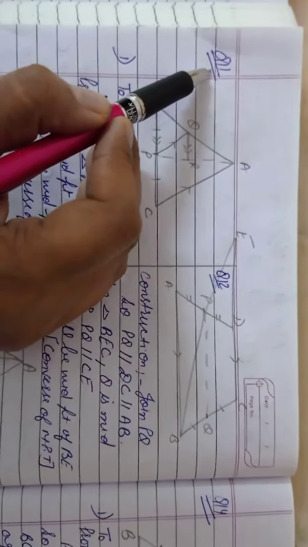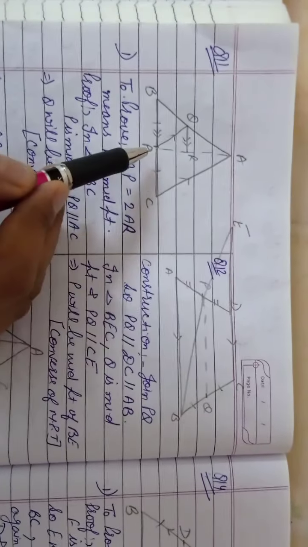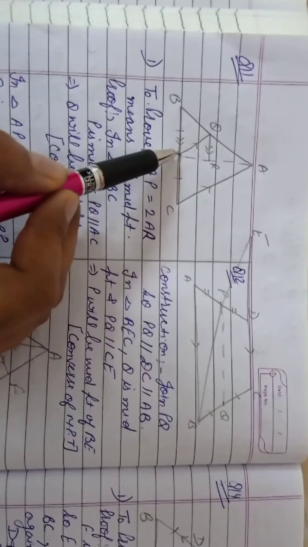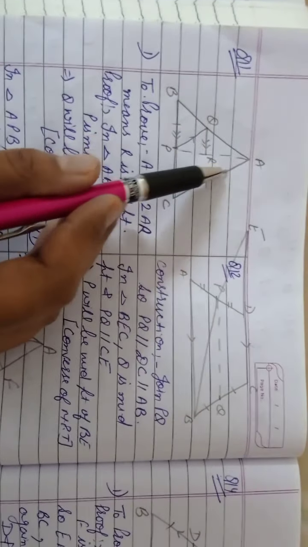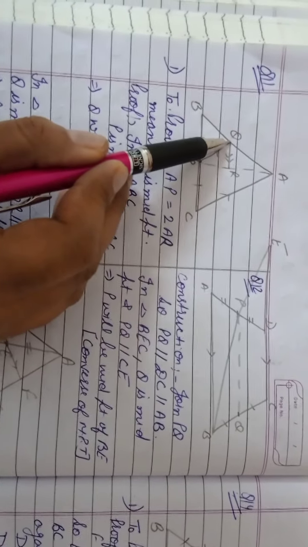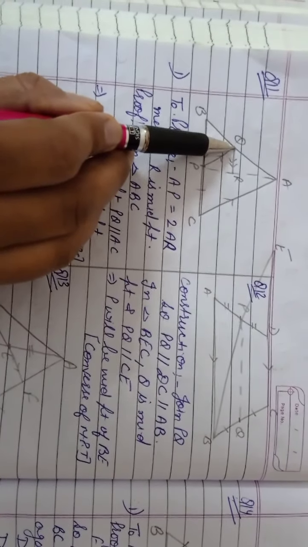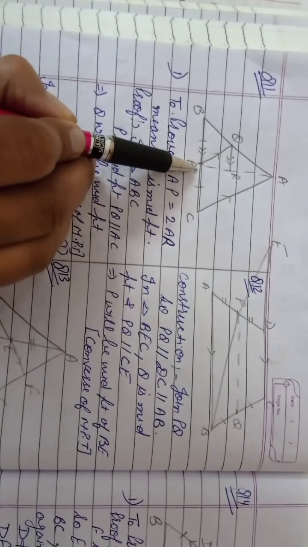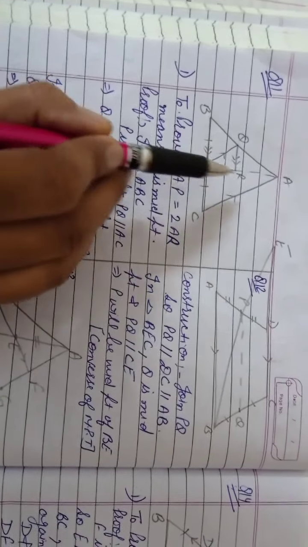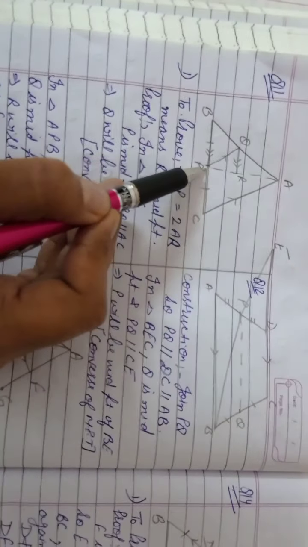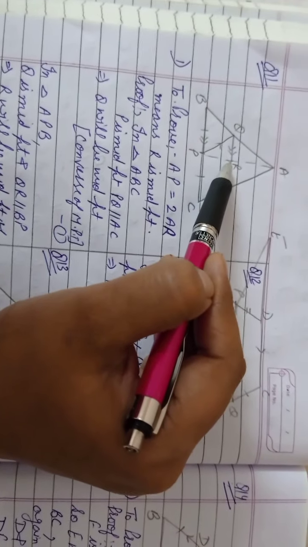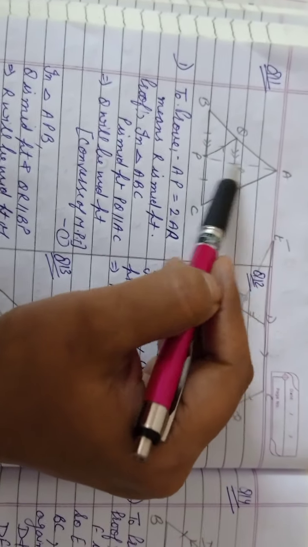In question number 11, triangle ABC is given. P is the midpoint of side BC, and a line through P parallel to CA meets AB at point Q, and a line through Q which is parallel to BC meets AP at point R. Clear? And you have to prove AP is equal to double of AR. It means you have to prove R is the midpoint of AP.